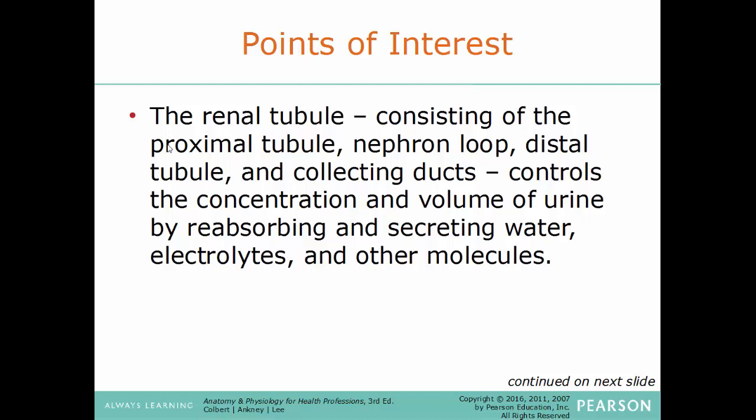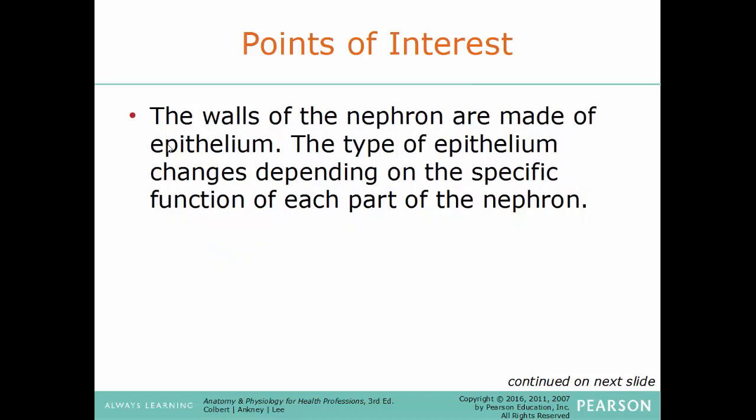The renal tubule, consisting of the proximal tubule, the loop of Henle, or the nephron loop, and the distal tubule, and the collecting ducts. These all control the concentration and volume of the urine by reabsorbing and secreting water and electrolytes and other molecules. The walls of the nephron are made up of epithelium, and the type of epithelium will change depending on the specific function of that part of the nephron.